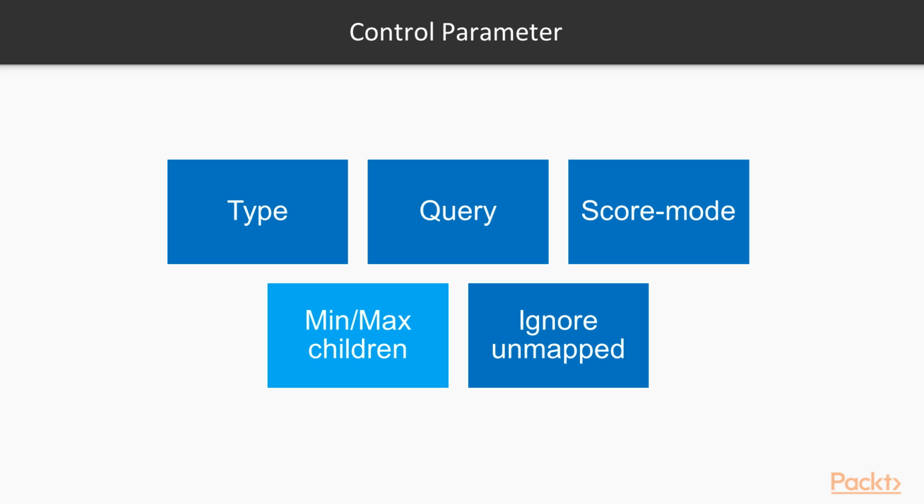Fourth is the min children and max children, is the minimum or maximum number of children required to match the parent document. Last is the ignore unmapped. When set to true, will ignore unmapped types. It is very useful when executing a query on multiple indices and some types are missing. The default behavior is to throw an exception if there is a mapping error.